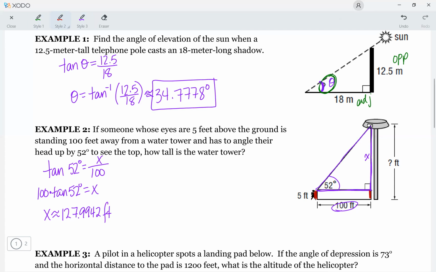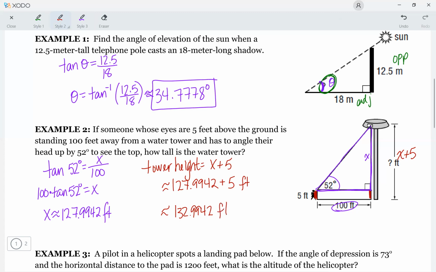So that means the height of our tower is actually going to be whatever x plus that extra 5 feet is. So that means tower height is going to be x plus 5. In other words, it's going to be our approximate answer, about 127.9942 plus the 5 feet from the perspective of the person. And that adds up to be approximately 132.9942 feet.